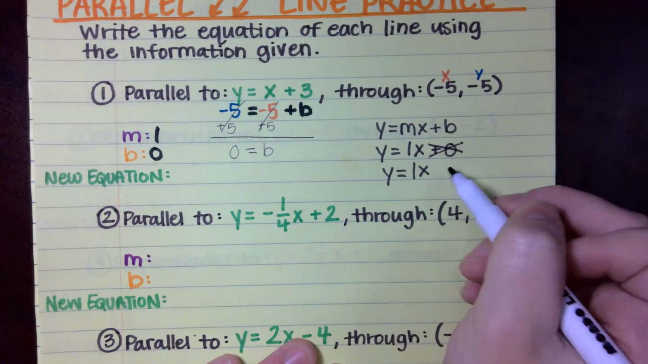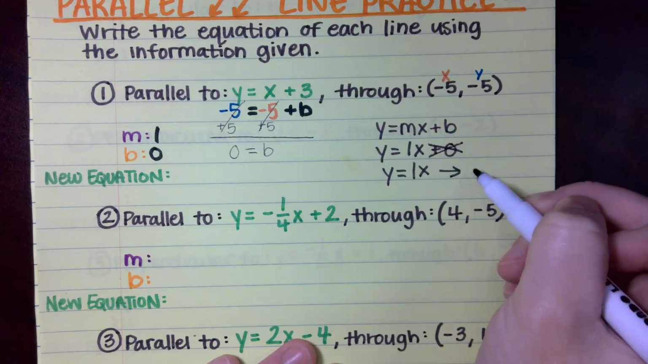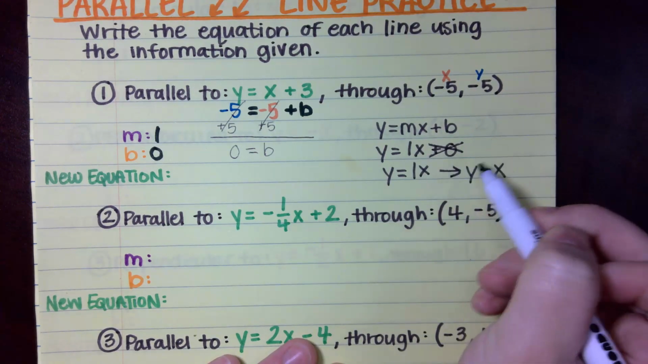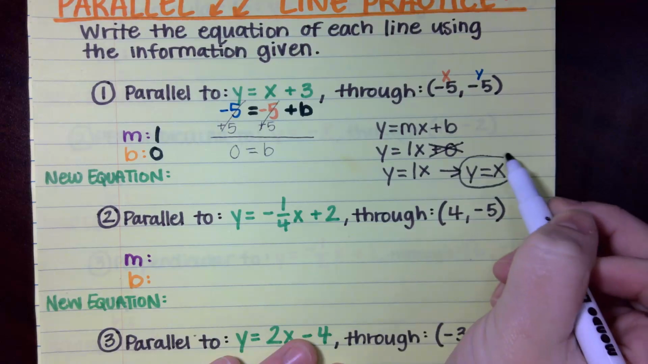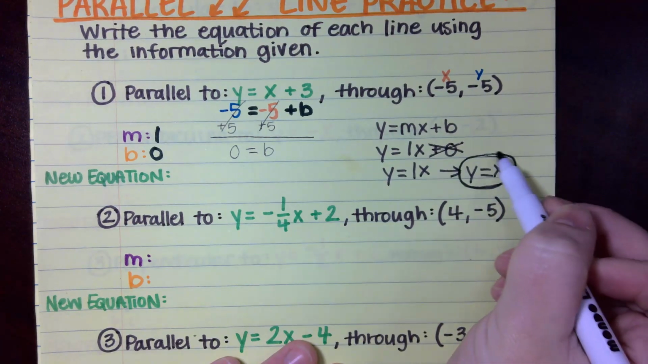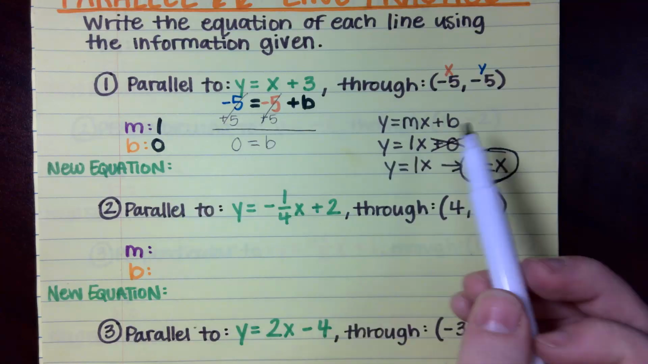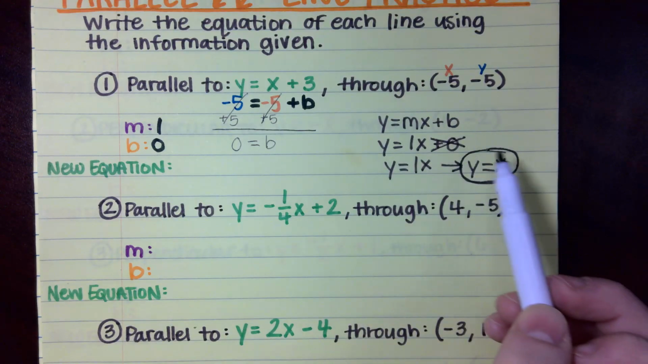And we could just put y equals x. Y equals x. That's our equation. It's kind of a goofy looking one, guys. But sometimes in slope-intercept form, whenever we get numbers like 1 for slope or 0 for b, it's going to make some of those terms disappear.